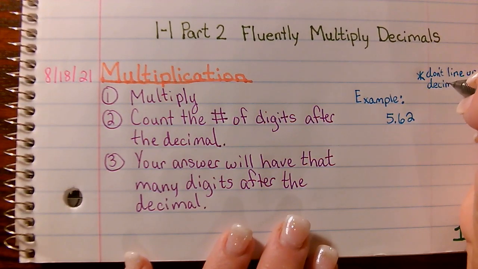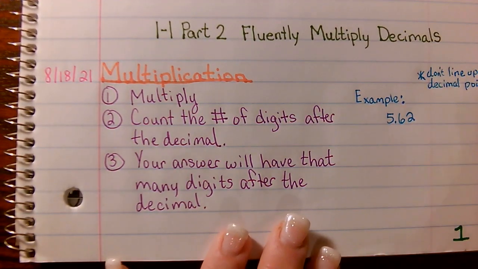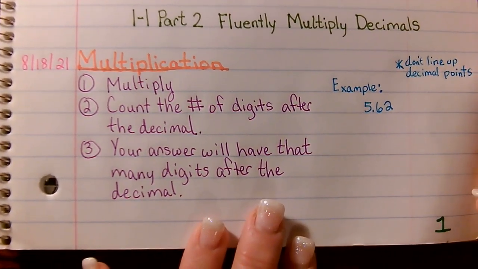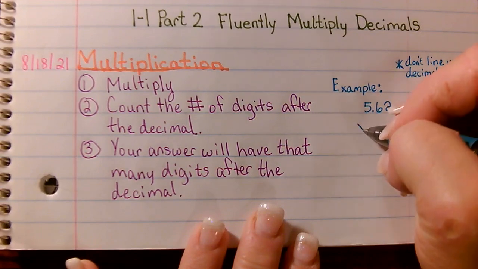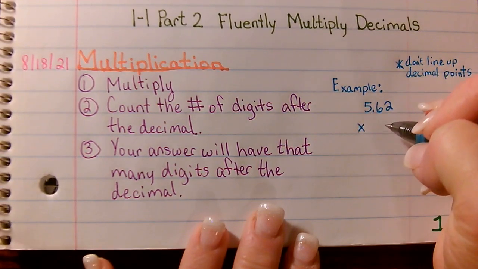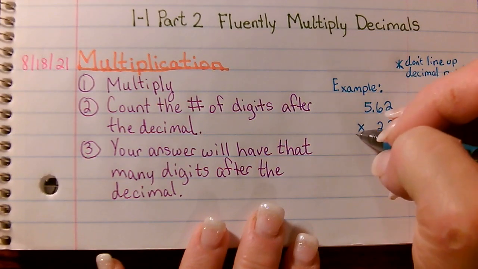It's not necessary. I mean, if you do, it's not going to hurt it, but it's not necessary with this particular type of math problem. Okay? Right there. Don't line up decimal points. So we have 5.62, and let's multiply that by 2.3. So that's 5 and 62 hundredths times 2 and 3/10.